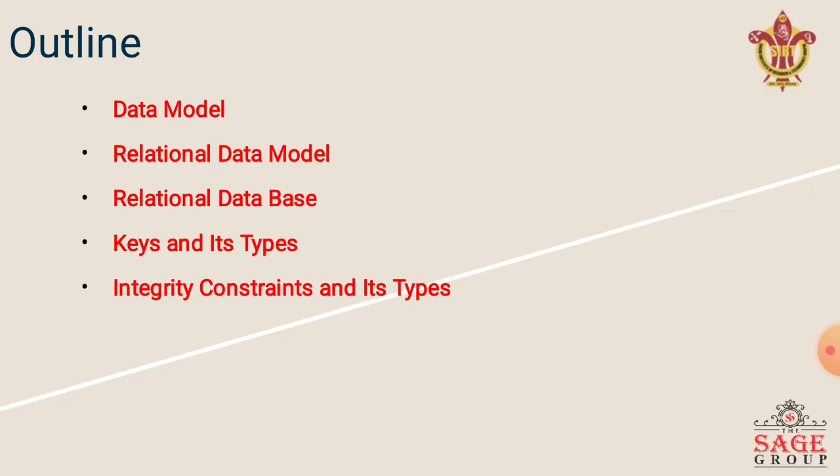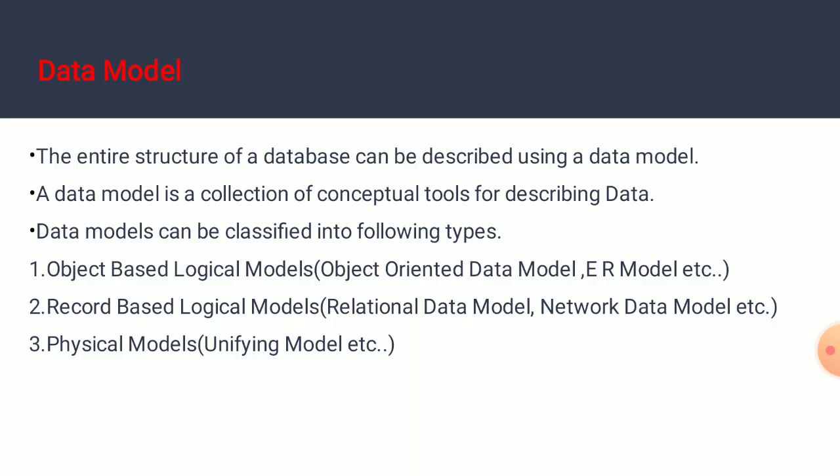So the outline of today's lecture is data model, relational database, key and its types, integrity constraint and its type. So firstly, we start with the data model. The entire structure of a database can be described using a data model. It is a collection of conceptual tools for describing data. A data model can be classified into following types. First one is object-based logical model, record-based logical model, and third one is physical model.